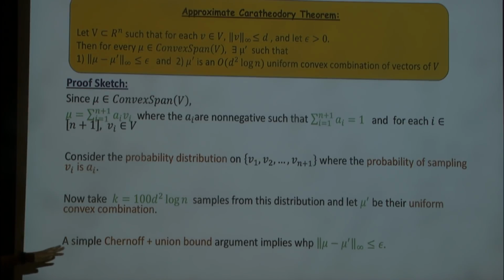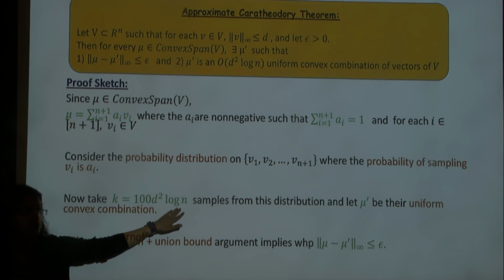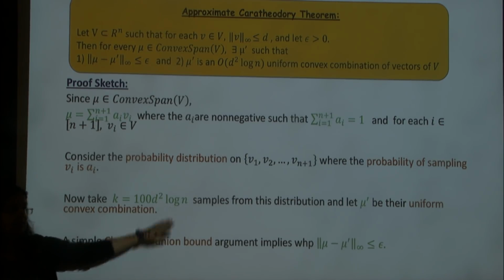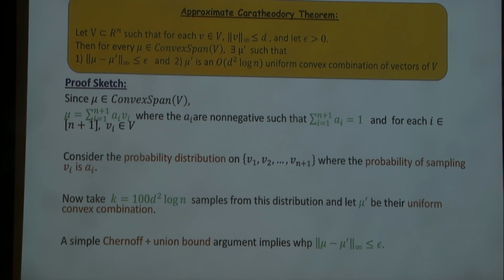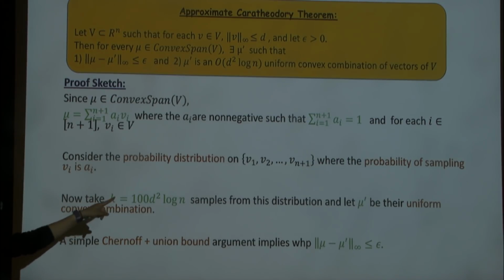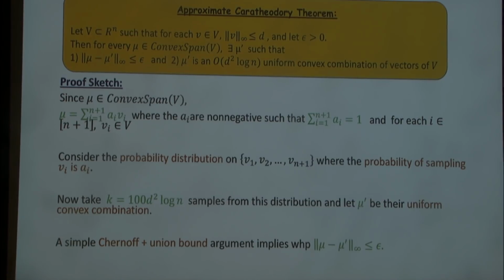Simple Chernoff union bound. I mean the very basic Chernoff. The log n comes from the union bound. We want to approximate it on n coordinates. That's where the log n comes from. And the d square comes from, I mean you want to approximate it, these are the vectors, in each coordinate. The vector has L infinity norm d. So that's where the d square comes from.